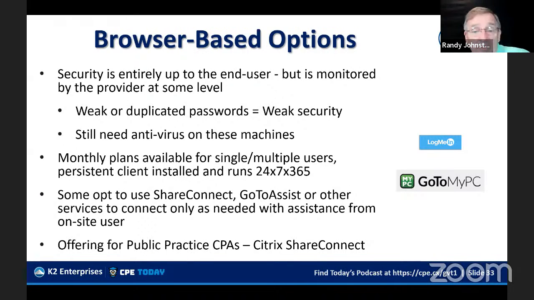Now, there are some other variants of these products that are out there. For example, ShareConnect is a variant of LogMeIn PC, and GoToAssist is a variant of GoToMyPC. And other services are used to connect to only as needed with assistance from an on-site user. So I noticed that a lot of the remote management tools, or RMM tools, have these types of abilities.